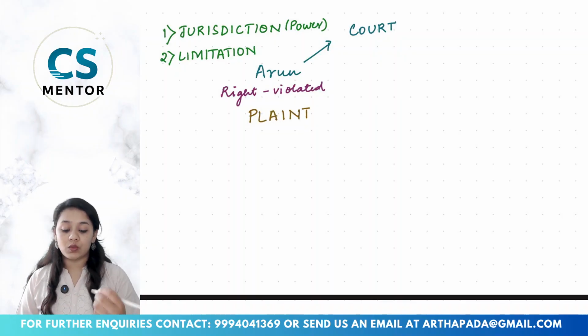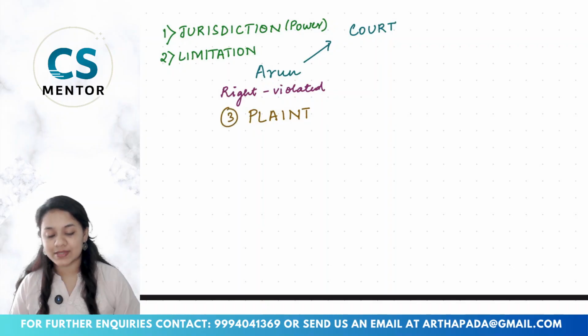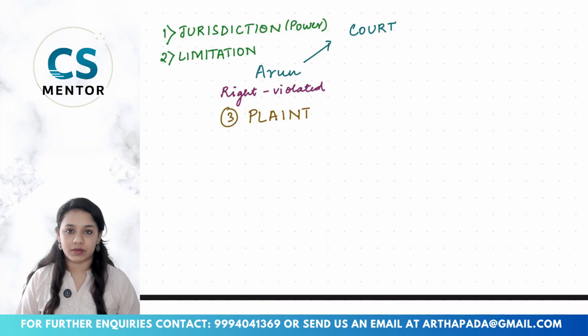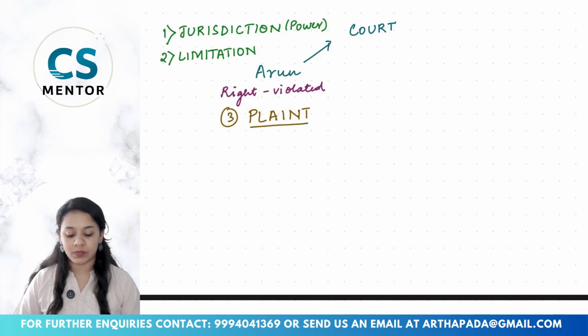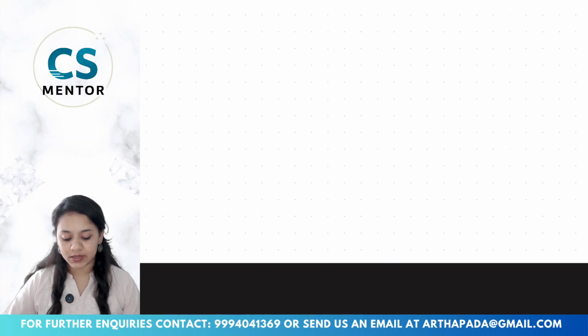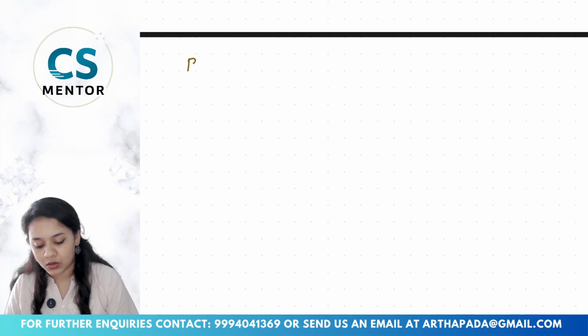So friends, the first topic that we talk about is jurisdiction. The second topic that we'll be talking about is limitation. The third topic that we will be seeing is known as a plaint. So now we need to understand what are the contents of this plaint. So let's try to understand the contents of the plaint from here. What is a plaint?